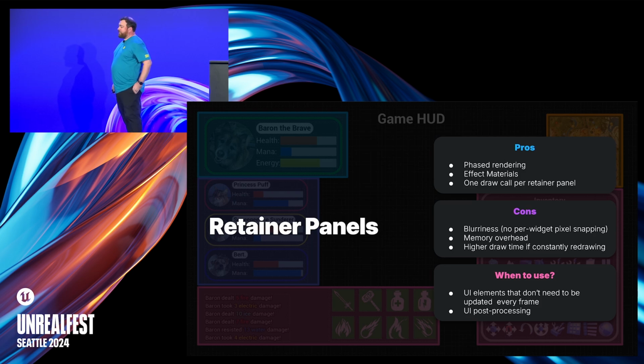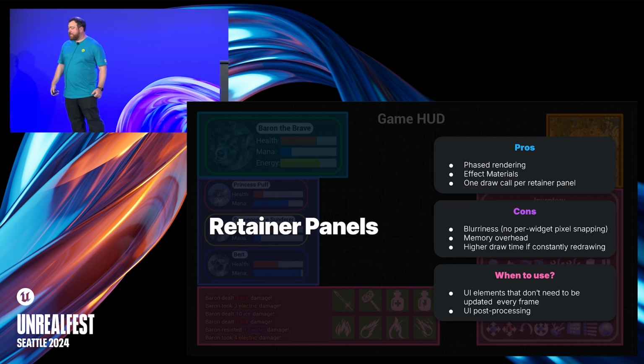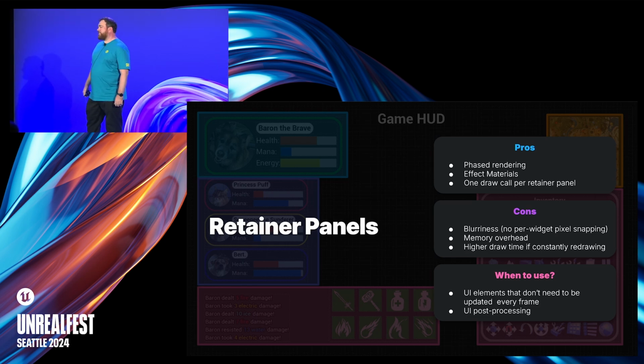In terms of cons, the biggest one that comes up a lot is there can be some blurriness because we can't pixel snap anymore. By default, we snap widgets to the nearest pixel, so you get nice crisp text. But once you put them in a retainer, we don't know that that's text. It's just a picture of text, essentially. So the whole thing won't be snapped in the same way.